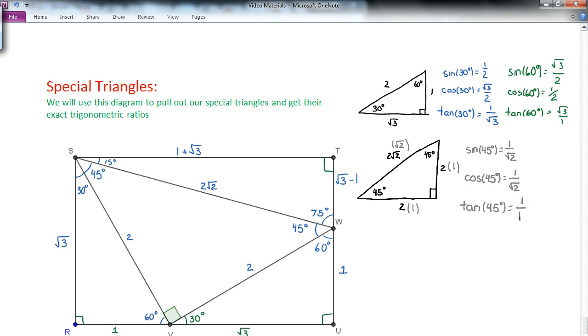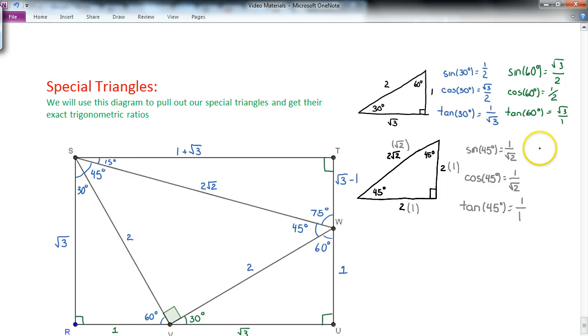Now remember, it doesn't matter if you take the sine, cos, or tan ratio using either 2, 2, 2 root 2, or 1, 1 root 2. You're going to reduce the same thing. One mathematical habit that we like to develop is called rationalizing the denominator.